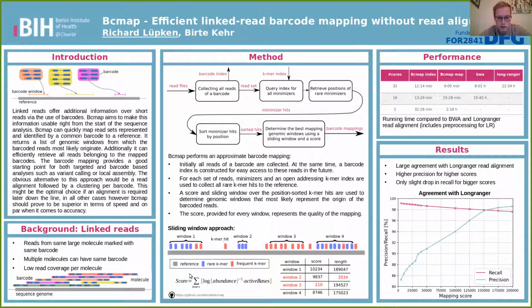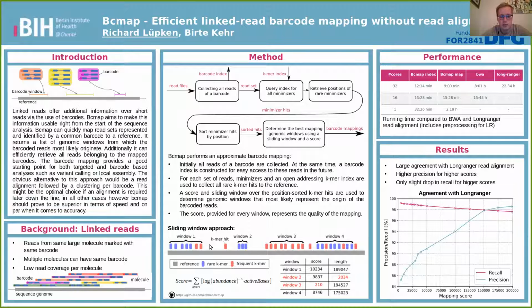And we can see that down here. The score consists of every k-mer hit in the window, and it highly scales with the abundance of this k-mer in the reference. So very rare k-mers are weighted much higher than more frequent k-mers. And also we take into account the active time of the minimizer. So the more sequence is covered by one minimizer, the heavier it is weighted when calculating the score.